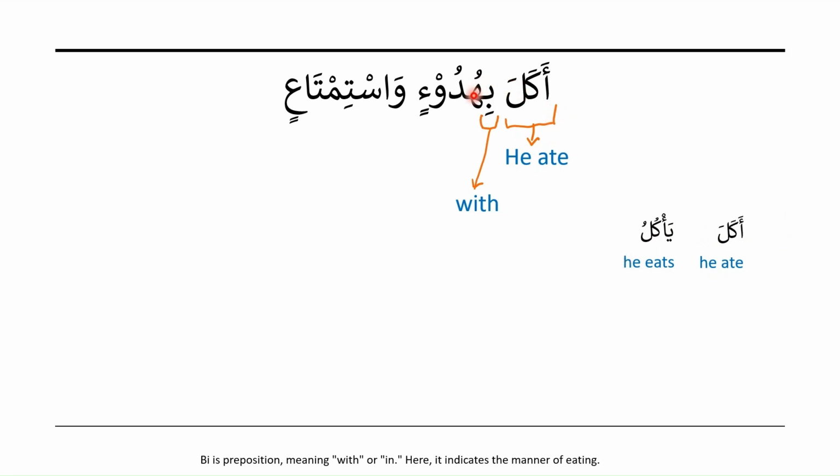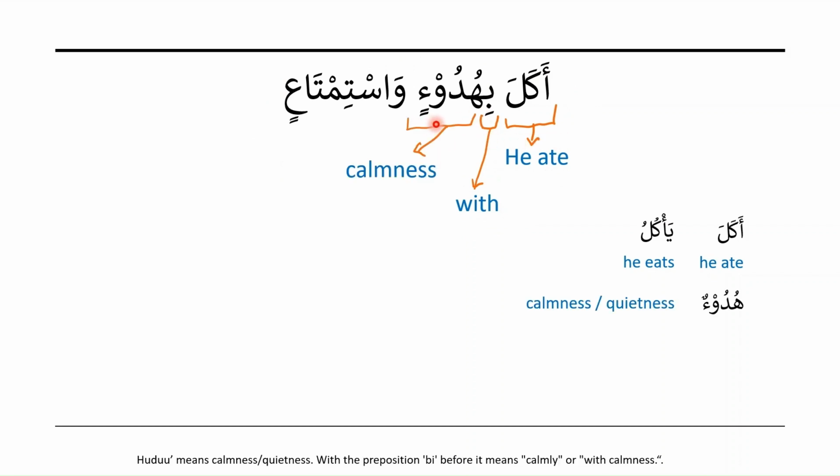Be is a preposition meaning with or in. Here, it indicates the manner of eating. Hudu means calmness or quietness. With the preposition be before it means calmly or with calmness.